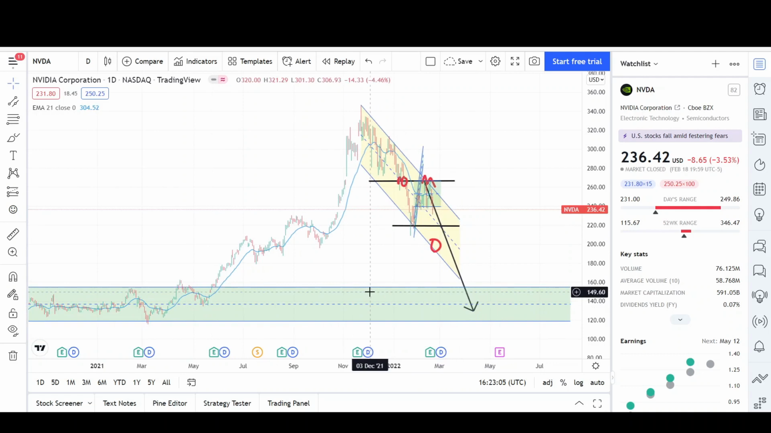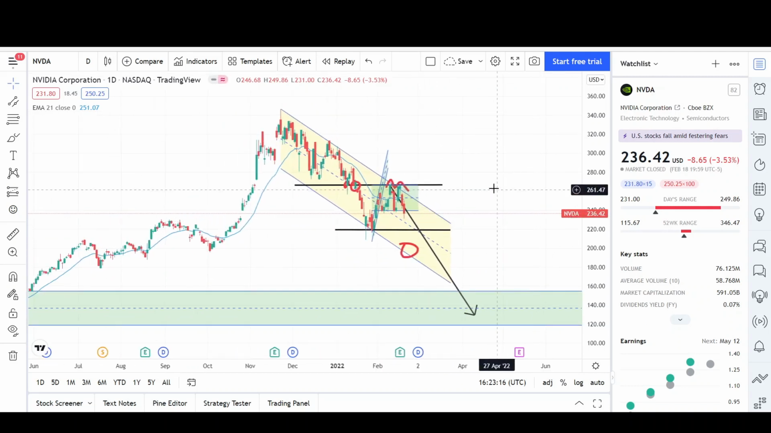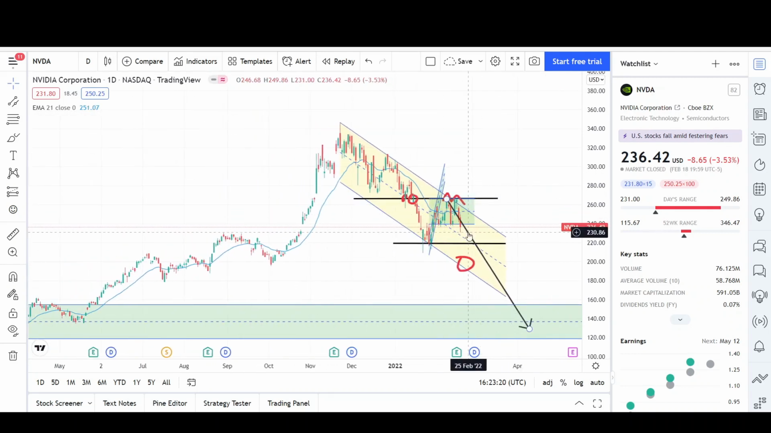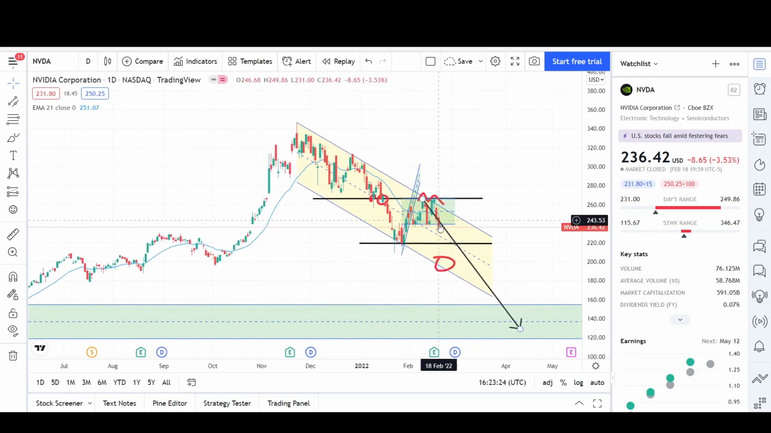So there is the possibility for NVIDIA to drop all the way down here. So am I saying it's going to happen? No, but I'm saying is it possible? Yes. So I think there's still lower prices to come in this market, and especially NVIDIA. As of right now, it looks bearish.